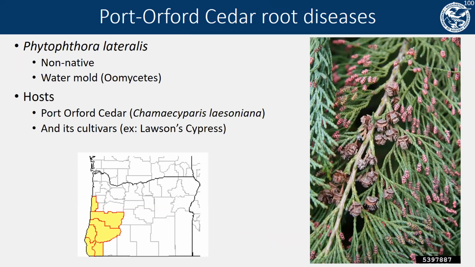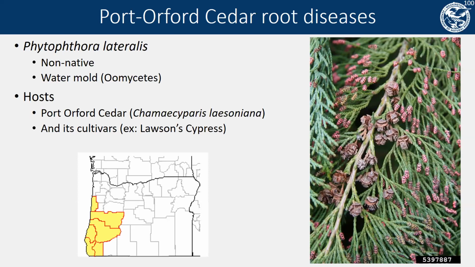Additionally, it's a water mold. This is like a fungal-like organism. It's actually Oomycetes, if you want to know the scientific term. It behaves a lot like fungi in most terms, so there are some slight differences we'll see in the disease cycle. This pathogen impacts Port-Orford cedars and its cultivars.